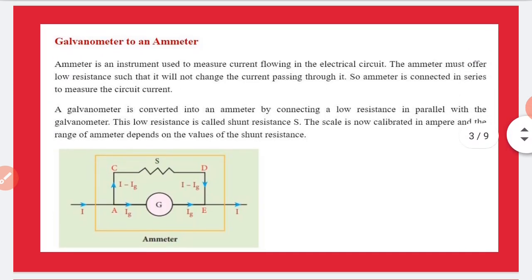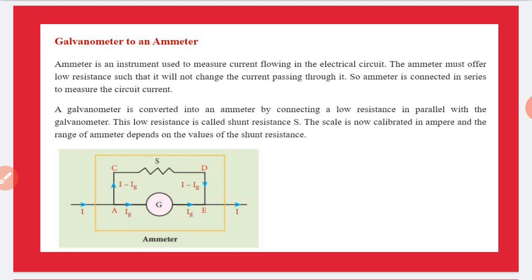Now the conversion of galvanometer to an ammeter. Ammeter is an instrument used to measure current flowing in the electric circuit. The ammeter must offer low resistance such that it will not change the current passing through it. So, ammeter is connected in series to measure the circuit current.